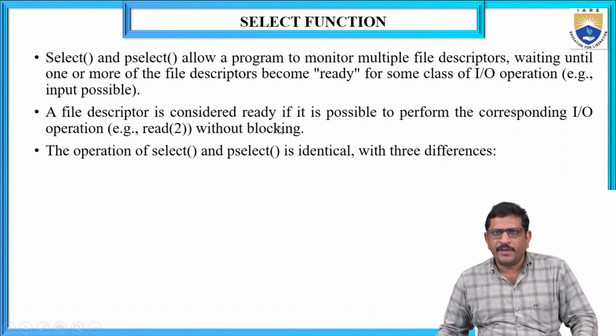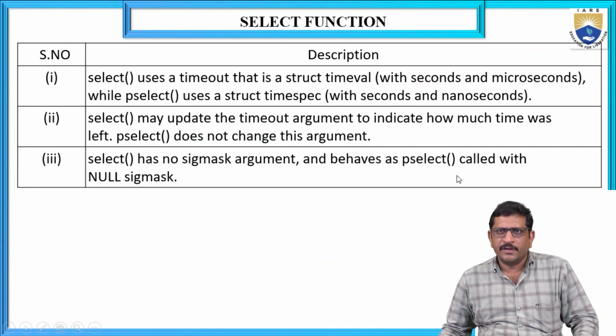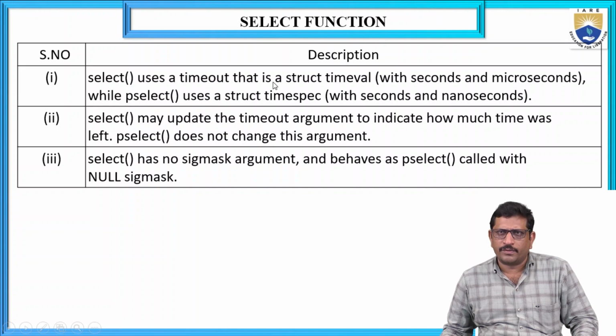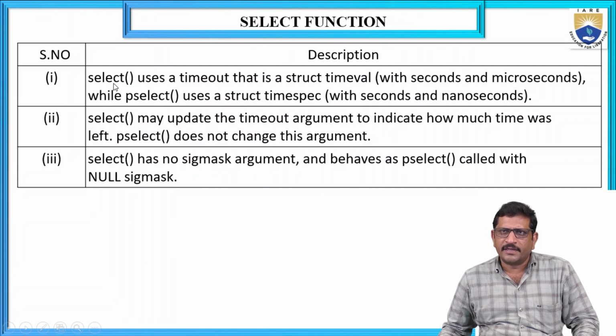The operation of select and pselect is identical, with three differences. What are the three differences? First, the select function uses a timeout, which is a timeval structure. Select uses a timeval structure, with seconds and microseconds.